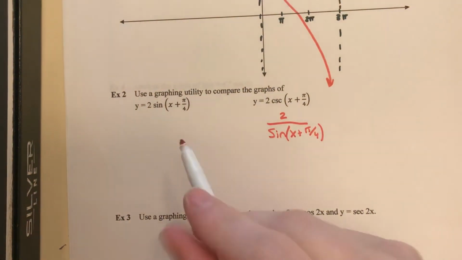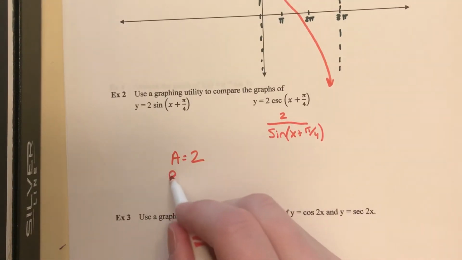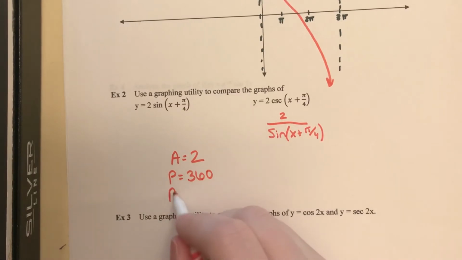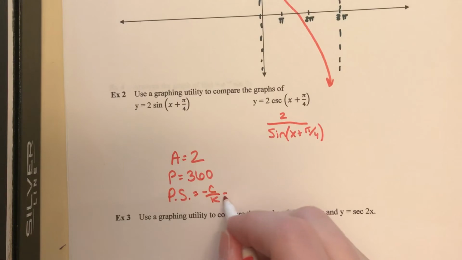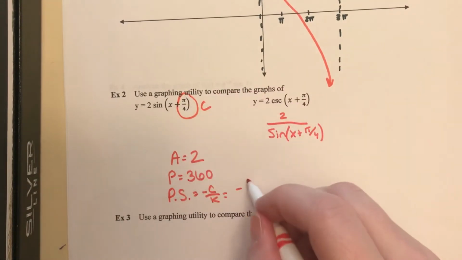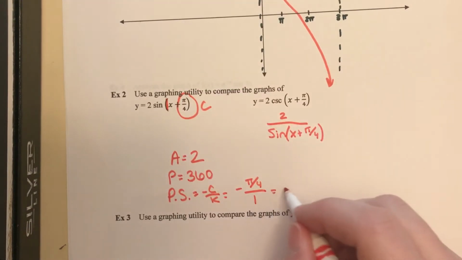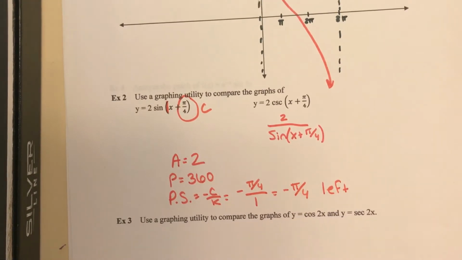I'm going to write this down: they have the same amplitude of 2. They have the same period of 360. And they both have a phase shift. The formula for phase shift is negative c over k. Negative c is this number right here, pi over 4. K is the number in front of x. So negative pi over 4 is our phase shift, which means this got moved to the left.